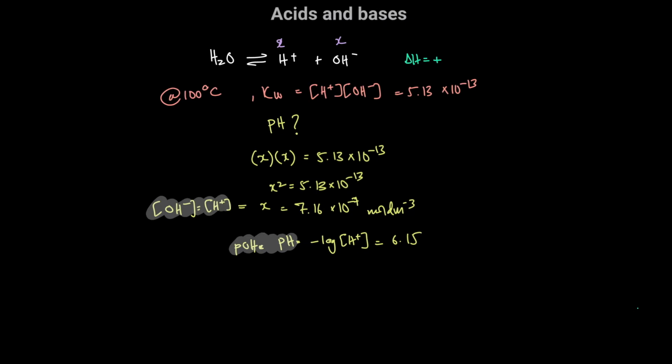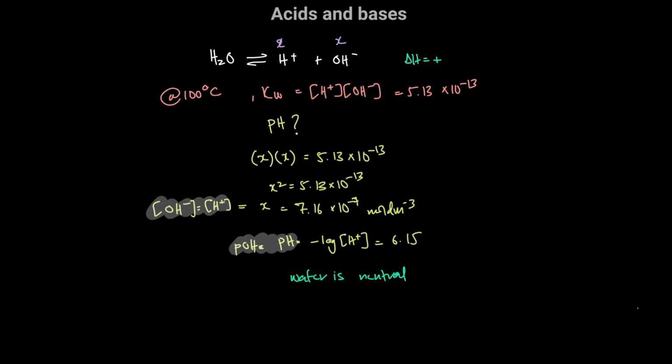A pH of 7 means neutral at 25 degrees Celsius. At a different temperature, a neutral solution will have a different pH. At 100 degrees Celsius, for example, pure water has a pH of 6.15, which is below 7, but because it's equal to the pOH, or because the H+ and OH- concentrations are equal, we can still say that water is neutral.